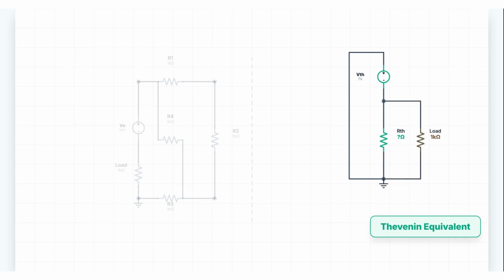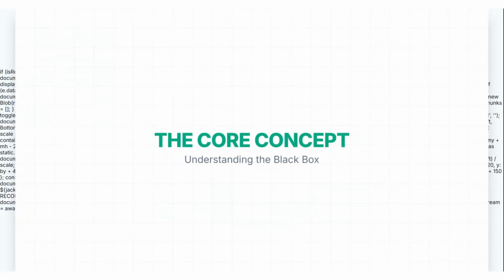And here's the magic. From the perspective of your load resistor, this simple circuit behaves exactly like the original. Same voltage, same current, identical. So instead of solving that monster circuit 5 times, you solve it once to find your Thevenin equivalent. Then, changing the load becomes trivial. Plug and play. Before we jump into calculations, we need to understand what Thevenin's theorem actually says.